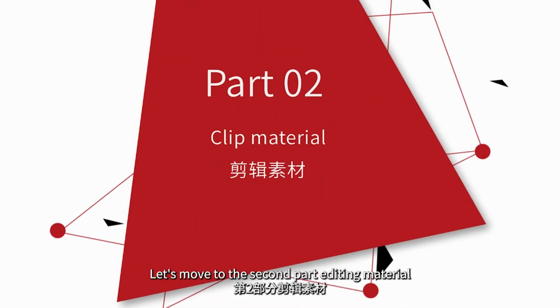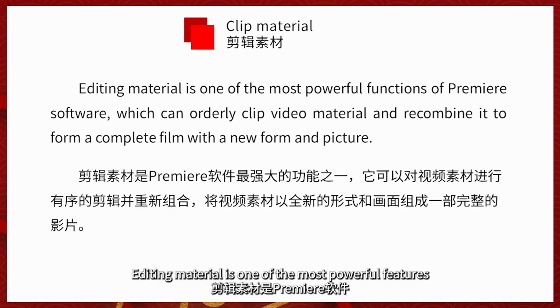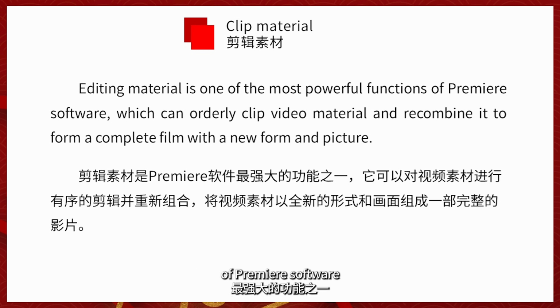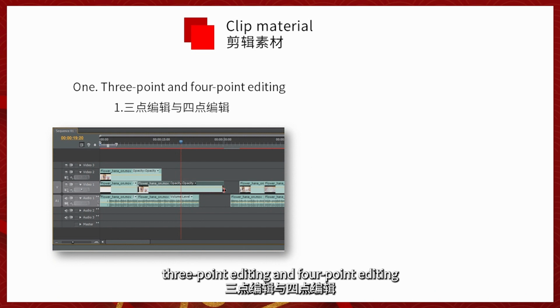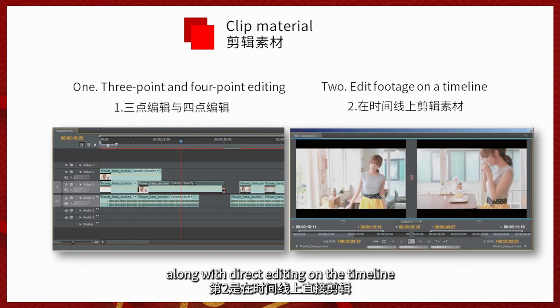Let's move to the second part, editing material. Editing material is one of the most powerful features of Premiere software. It enables us to systematically edit and recognize video material, creating a complete film with a fresh perspective and visuals. In this section, we'll explore 2 methods, 3-point editing and 4-point editing, along with direct editing on the timeline.